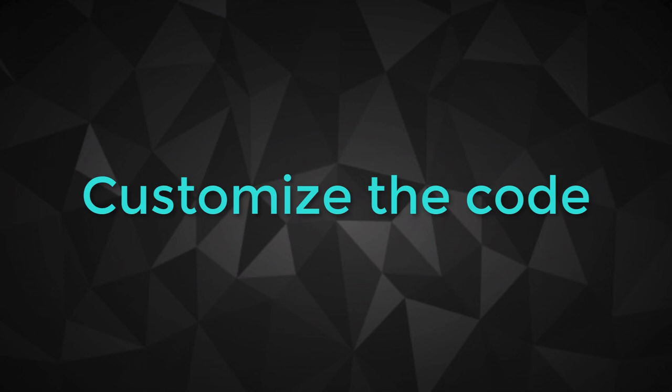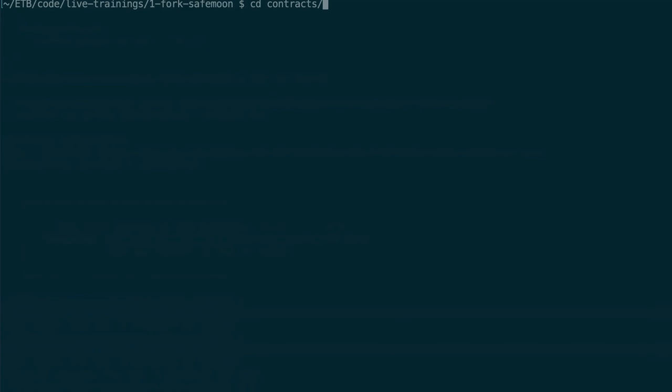In this video, I'm going to show you how you can customize the SafeMoon token. So you have to go in the contracts folder, and with your code editor, you need to open safemoonfork.sol. Personally, I use a code editor called Vim, but for most people, I recommend to use VS Code.